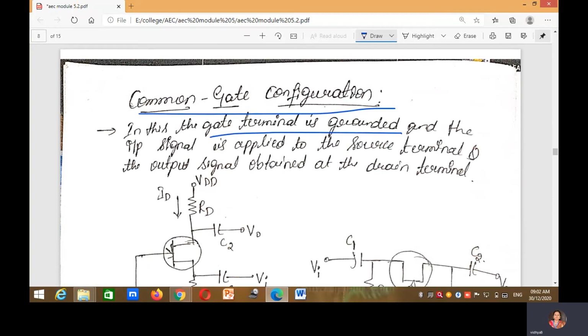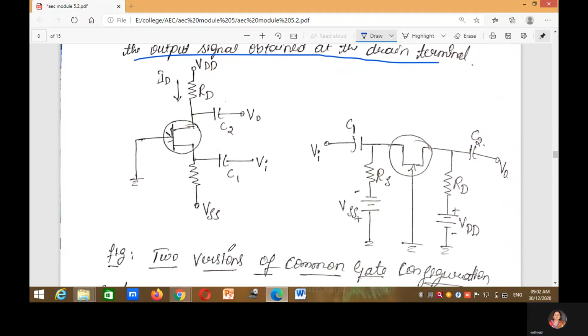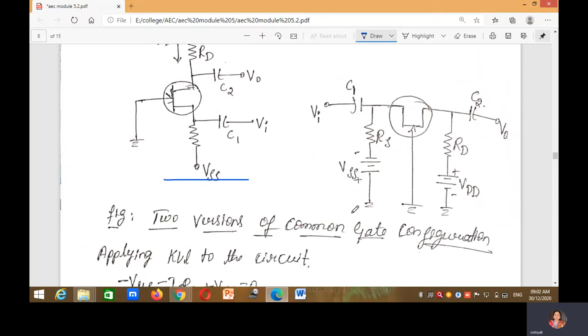Next is the common gate configuration. In this, the gate terminal is grounded and the input signal is applied to the source terminal. The output signal is obtained at the drain terminal. There are two versions of the common gate configuration. This is the circuit for the common gate configuration.